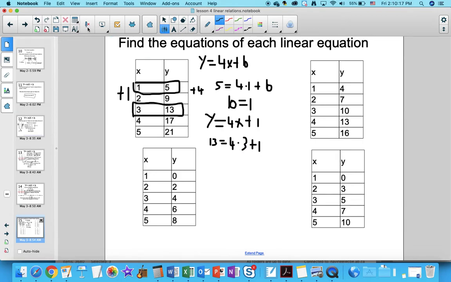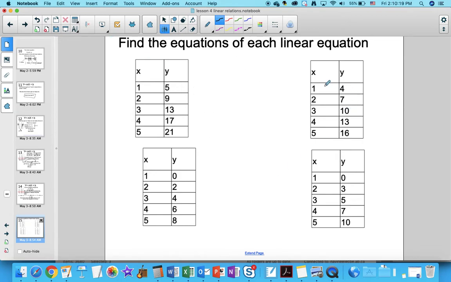Let's do another one. So here we have 1, 2, 3, 4, 5. So I'm going up by 1. Here, I'm going up by 3. You can see that 4 to 7, 7 to 10, 10 to 13, 13 to 16. To find my slope, change in y divided by change in x. It changes by 3 divided by changing by 1 is 3.